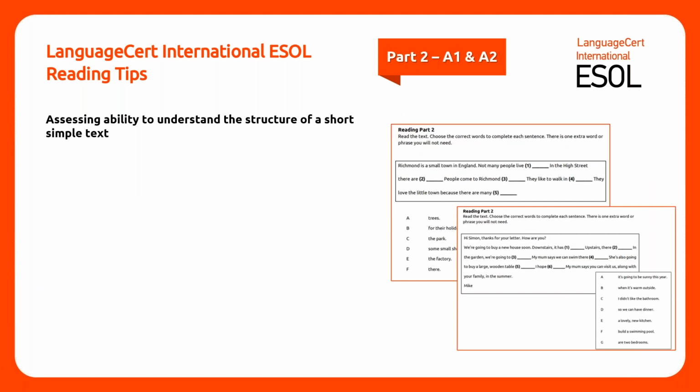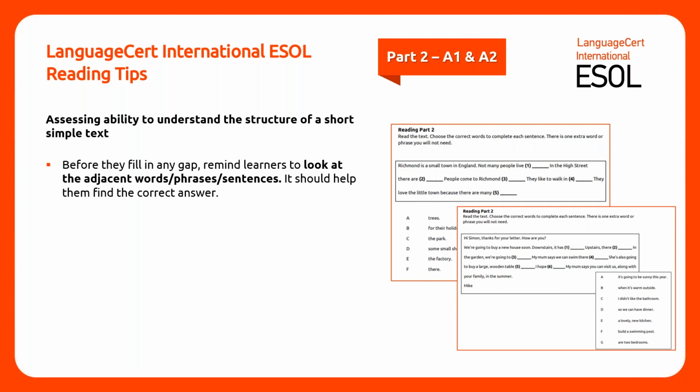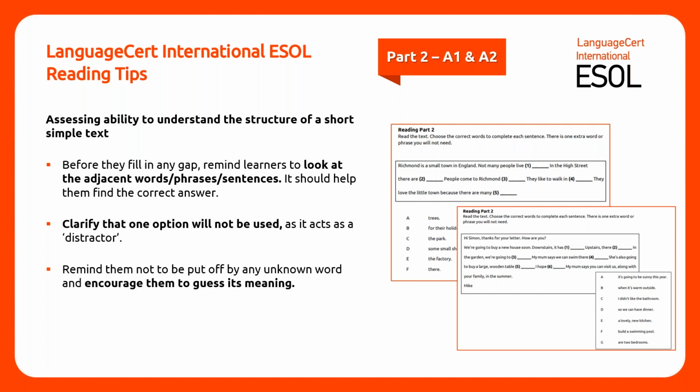Part 2, assessing ability to understand the structure of a short, simple text. Before they fill in any gap, remind learners to look at the adjacent words, phrases, and sentences. It should help them find the correct answer. Clarify that one option will not be used, as it is a distractor. Remind them, once again, not to be put off by any unknown word and encourage them to guess its meaning.